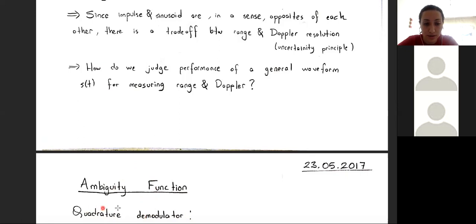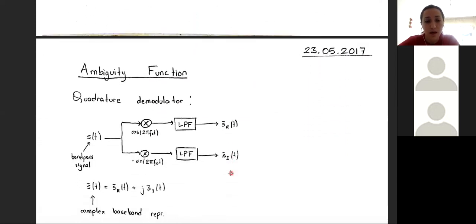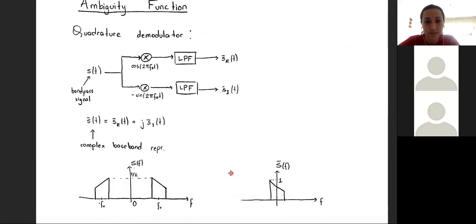So we need to first understand how the quadrature demodulator works and how range and Doppler measurements are seen at the output of the quadrature demodulator. And then based on that, we're going to decide on how to define the ambiguity function to understand the trade-off. So that will be our main task in today's lecture. So let's first understand the quadrature demodulator, what it is.